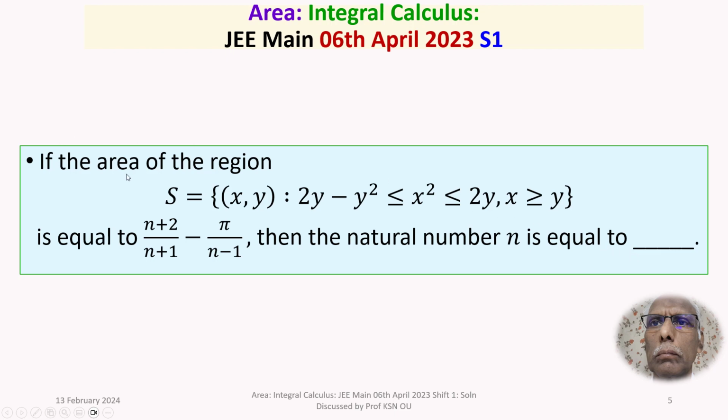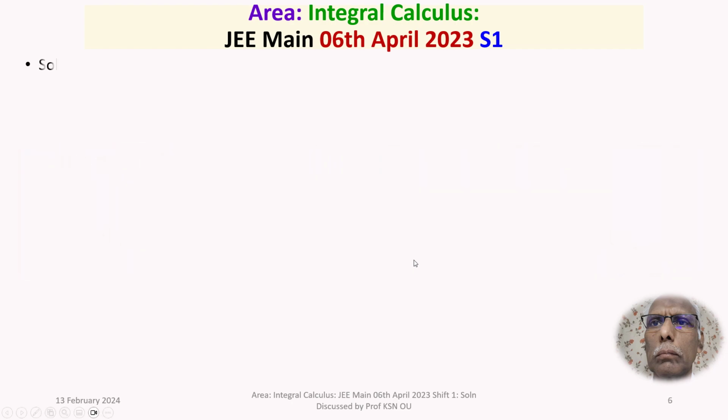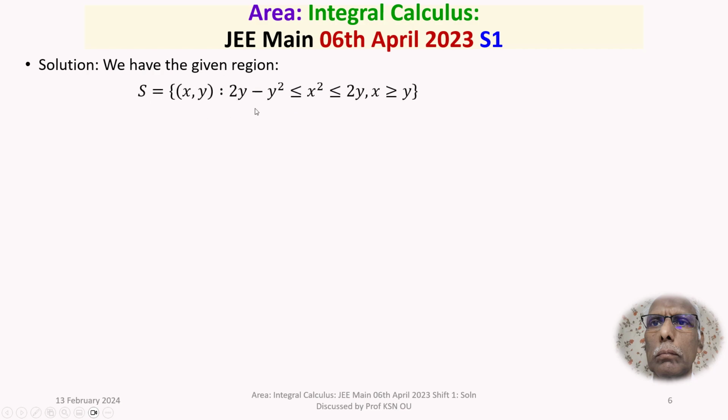We are given the region S, and the area of this region S is given to be n plus 2 by n plus 1 minus pi by n minus 1. We are required to find the value of the natural number n. We now discuss the solution of the problem in detail. This is the region S. Now let's first of all see which curves are involved in the region S.